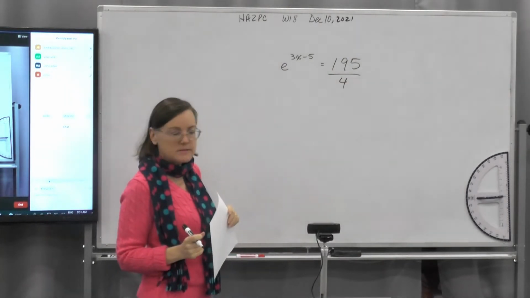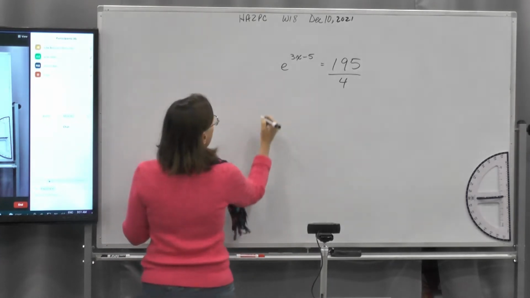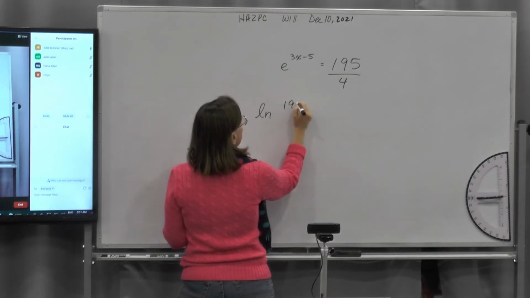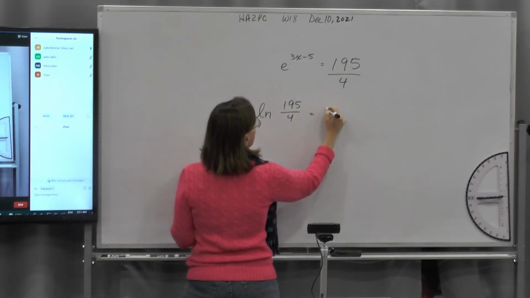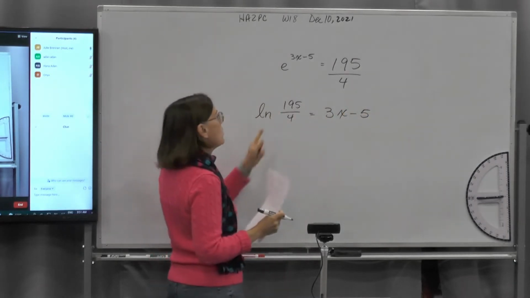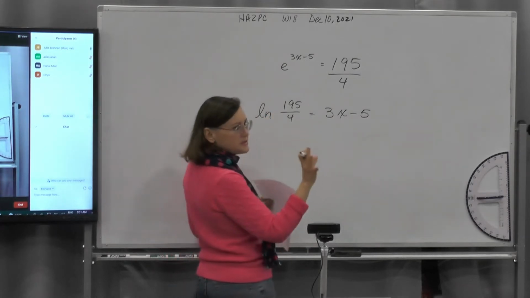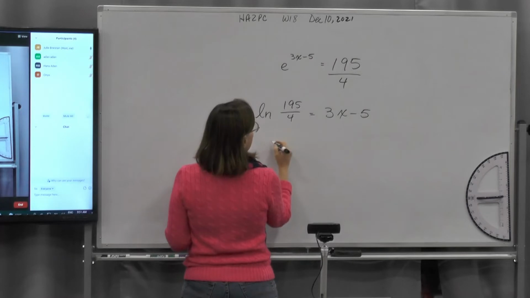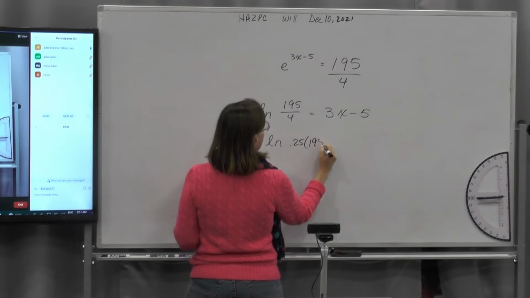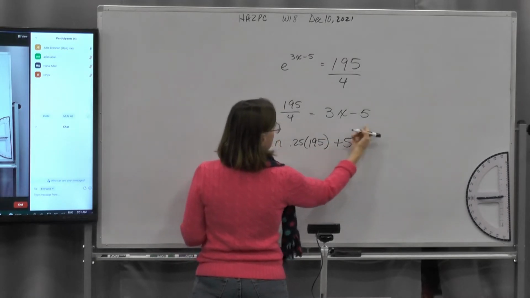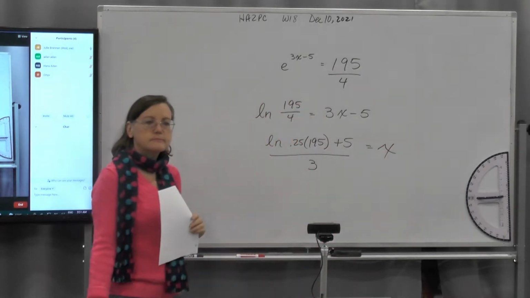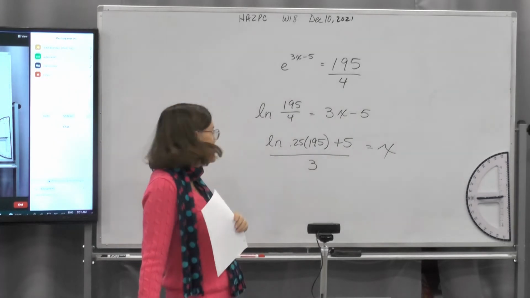Now I can re-express it, okay? So now I get a natural log of 195 over 4 is equal to 3x minus 5. In my calculator, it might be easier to say 195 times 0.25, then I don't have to worry about dividing. Then plus 5, adding 5 to both sides, divide by 3 is going to equal x. Enter those two simple equation-solving steps.